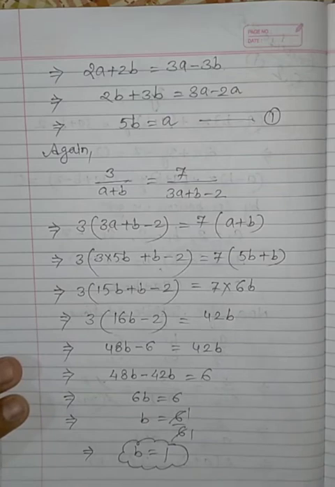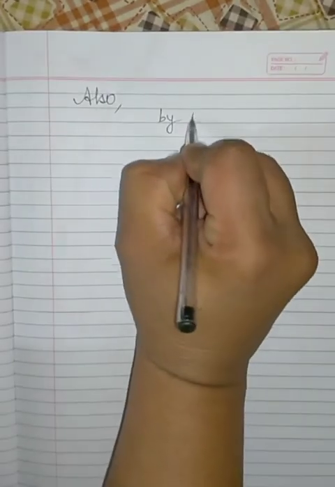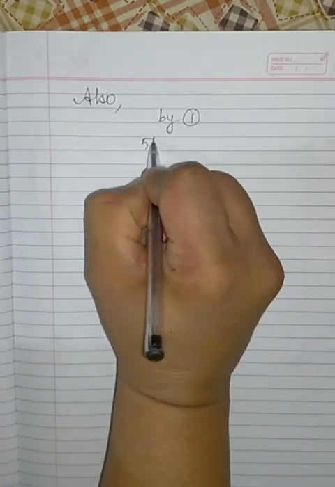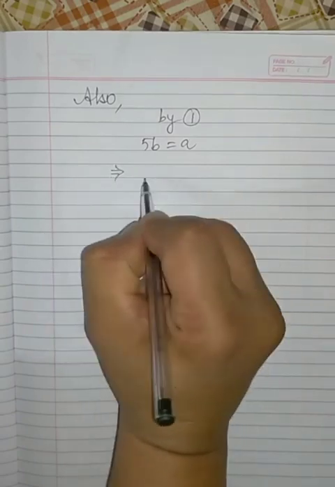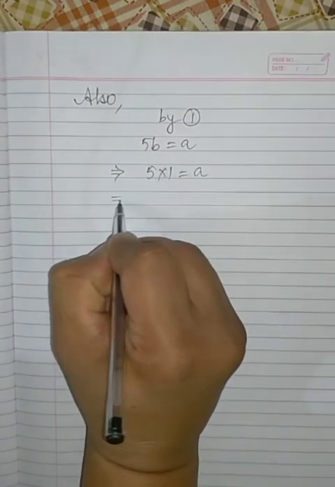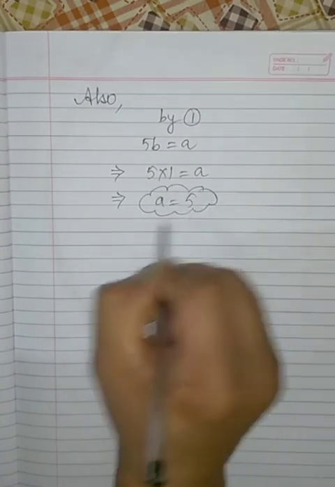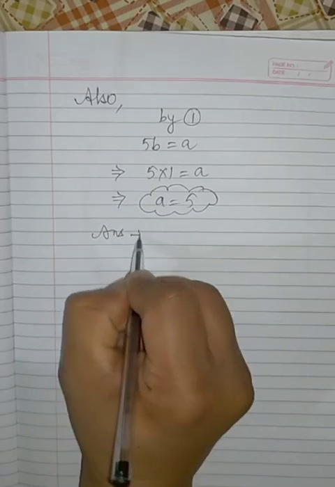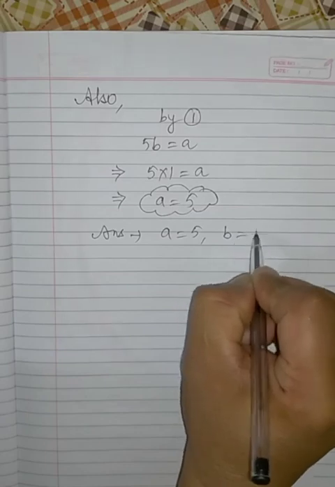Okay. Now let's put the value of b in equation number 1. By equation number 1 we have 5b is equal to a. So 5 into 1 is equal to a. That means a is equal to 5. So the answer is a is equal to 5, b is equal to 1.